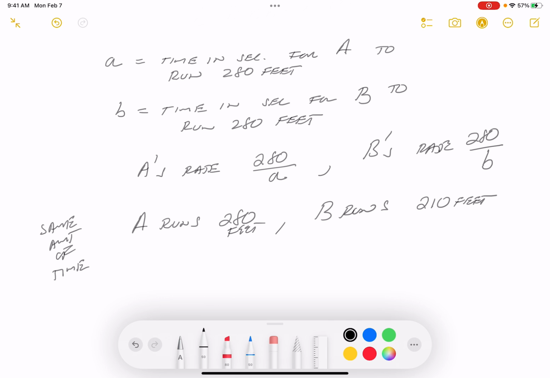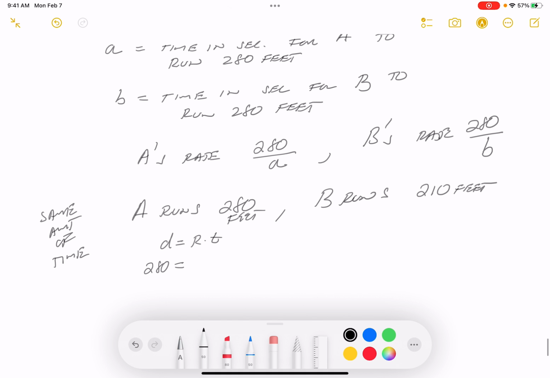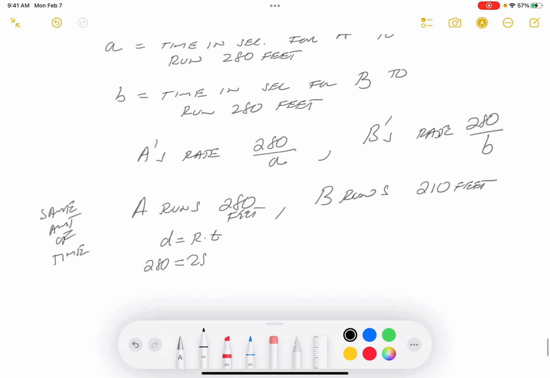So I'm going to write this down. Distance equals rate times time. And the distance for A is 280. His rate would be 280 over A. I don't know how much time it took him, but I'll just put down T. But it's in the same amount of time. So what does this guy run? This guy over here runs 210 feet, and his rate is 280 over B, times T.